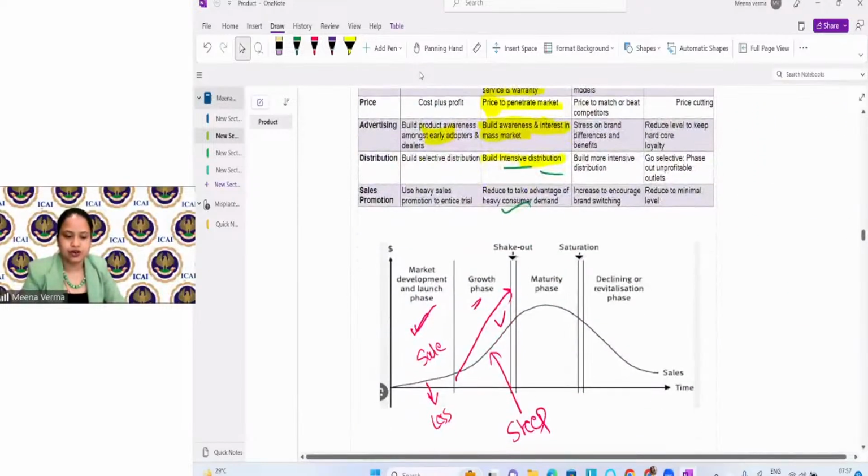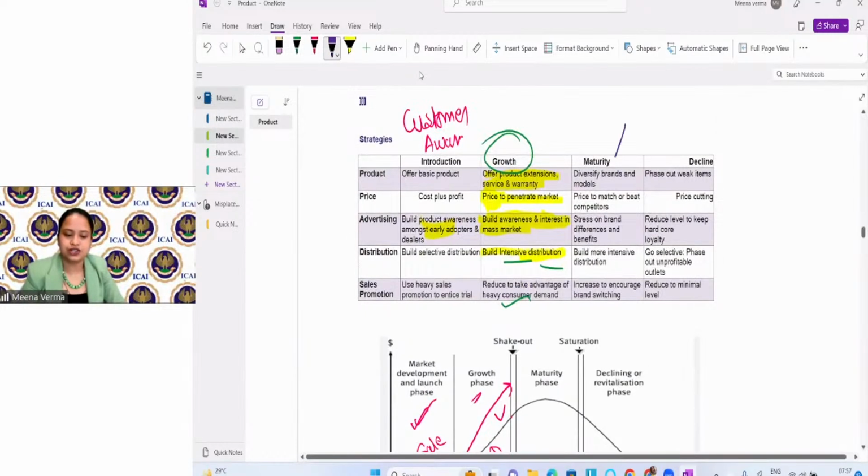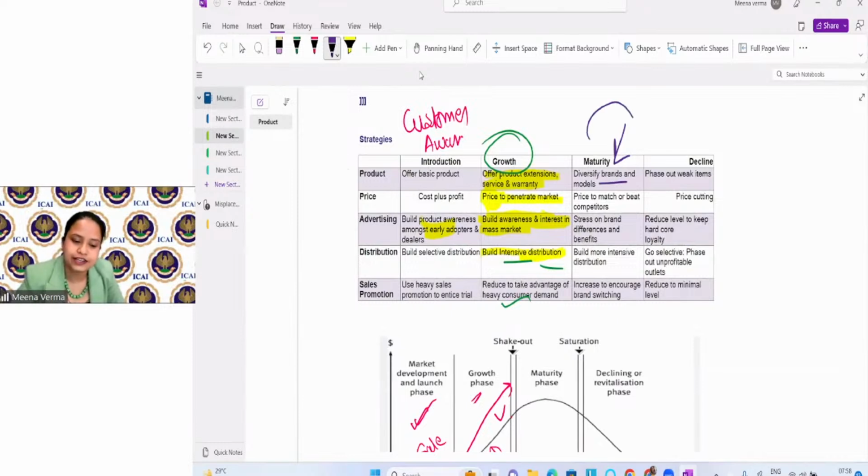All right. Now let's see what strategy we will follow here in the maturity stage. So diversify the brand. You may increase the features of the product in order to increase the sale of the product. Price to match or beat the competitor. You will keep the price of the product in such a way that it matches or beats the competitor. They stress brand differentiation, right? And build a more intensive distribution network in order to sell more product in the market. They will try to increase the distribution network and encourage brand switching.